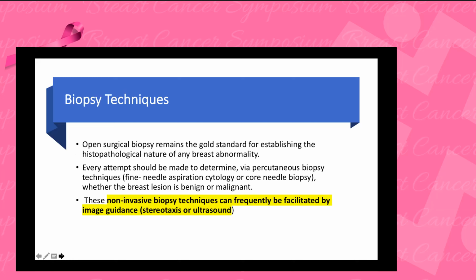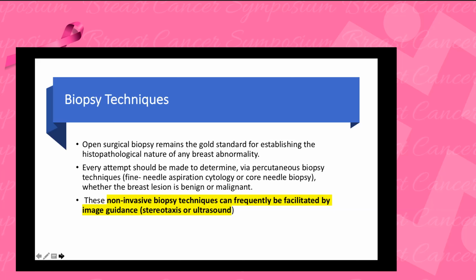Now, some literature still suggests that open surgical biopsy remains the gold standard. However, other articles, like your Yokohama, will suggest that a core needle biopsy is the gold standard. So basically what they're saying here is that examination of the whole tissue rather than cytology would be your gold standard in terms of establishing the nature of the abnormality that you're seeing in the patient.